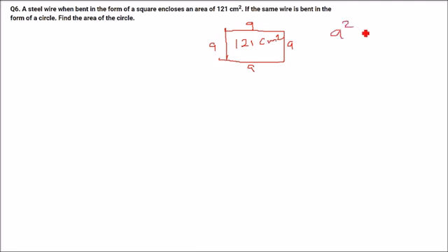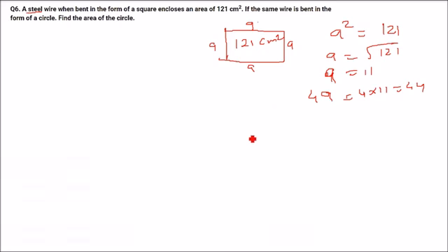So we know that the area of a square is A square, side square. So A square is 121, and A will be equal to root of 121, which is 11. So the side of this square is 11. And what is the perimeter of a square? That is going to be 4A, 4 into side. So 4 into 11 is 44. Now this is 44, and that means the length of the steel wire is 44.